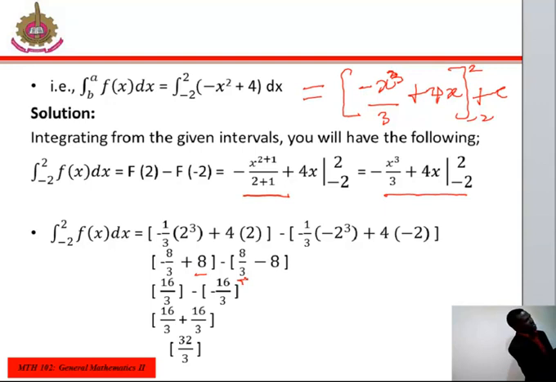Now, we simplify this, then I obtained 16 over 3. Then for the sake of this one too, we had minus 16 over 3. Now, we expand this bracket. Minus times minus will always give you positive, that is plus. Then we have 16 over 3 plus 16 over 3. Then eventually we have the final answer to be 32 over 3.